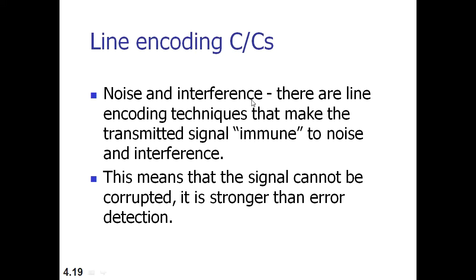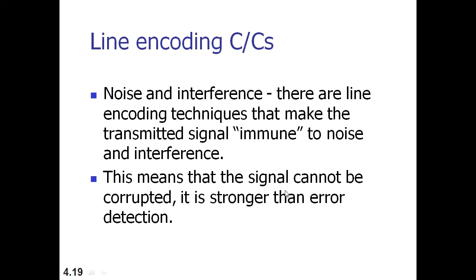Noise and interference: there are line encoding techniques that make the transmitted signal immune to noise and interference. Some line coding techniques will support noise and interference immunity.